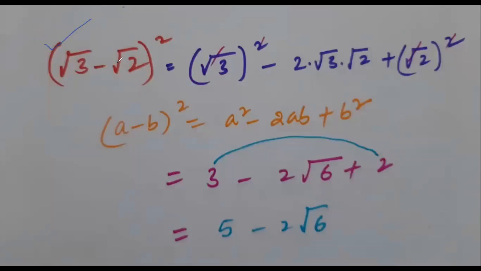Root 3 minus root 2 whole square. Root 3 minus root 2 whole square. Again, a square minus 2ab plus b square, like that you have to divide. Okay, now children, just do it. Copy.